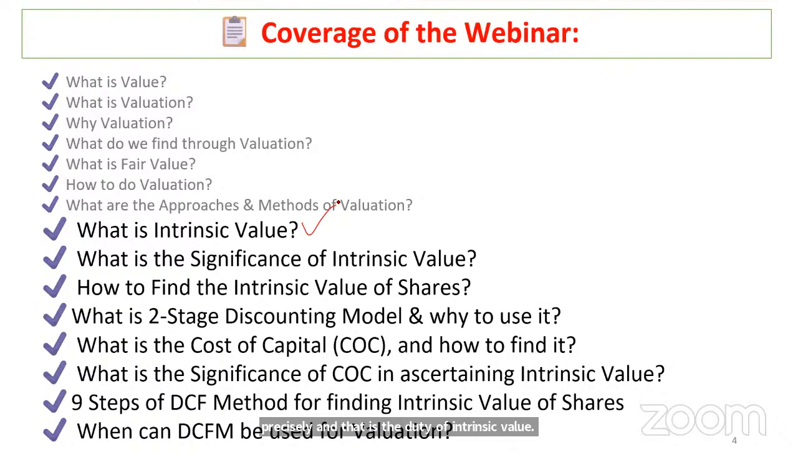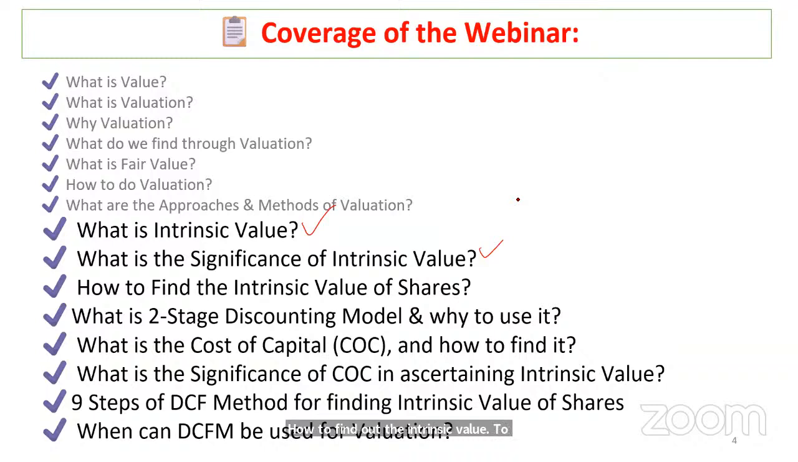Now, what is the significance of intrinsic value? The significance of intrinsic value is that it is the most accurate, reliable, dependable value. That is your intrinsic value. How to find out the intrinsic value? तो intrinsic value कैसे मालूम करते हैं?